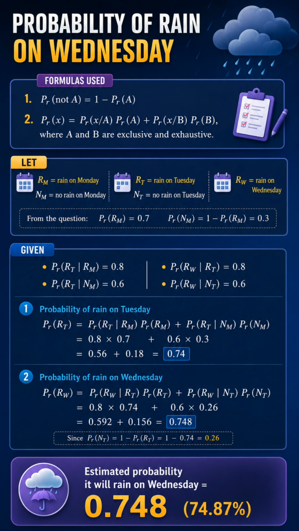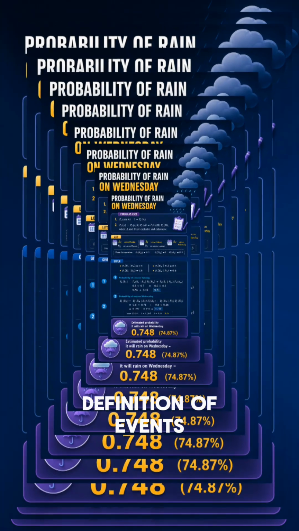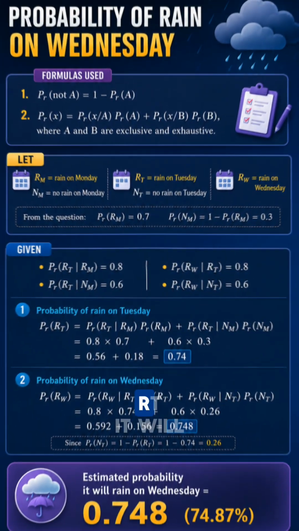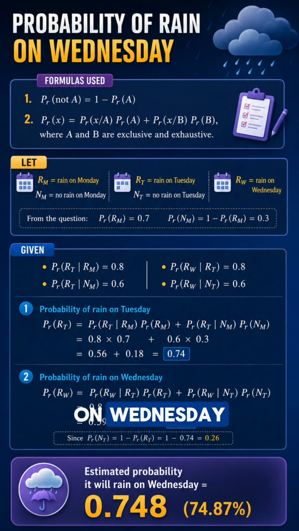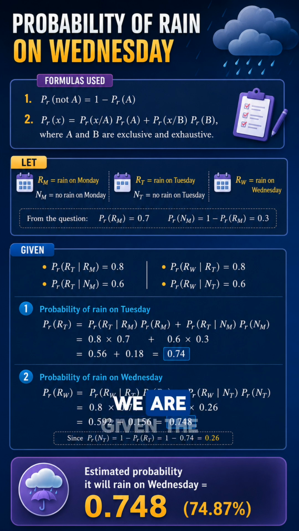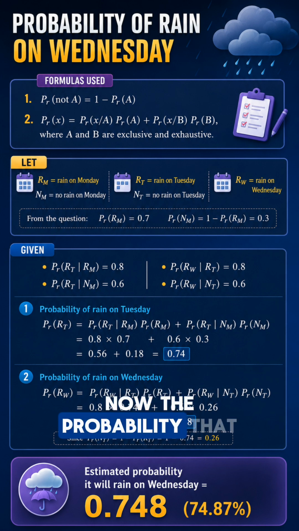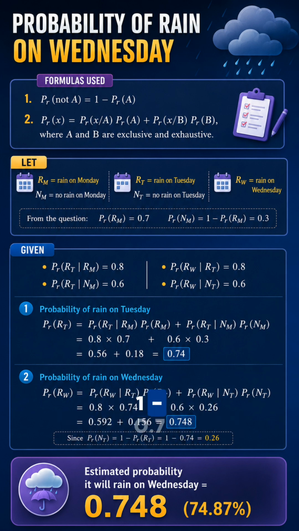We are going to start with the definition of events. Let Rm be the event rain on Monday, Rt, it will rain on Tuesday, Rw, it will rain on Wednesday, Nm, there is no rain on Monday, Nt, there is no rain on Tuesday. Now from the question, we are given the probability that it will rain on Monday, which is 70%. It can be converted to 0.7 in decimal form. Now the probability that it will not rain on Monday should be 1 minus 0.7, which is 0.3.